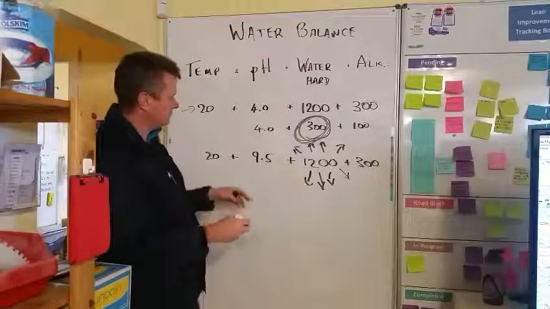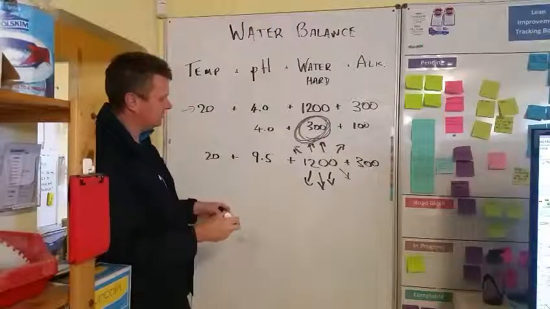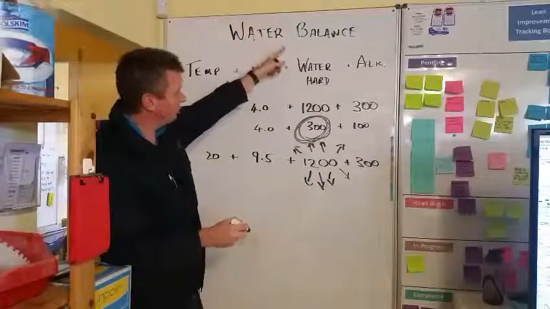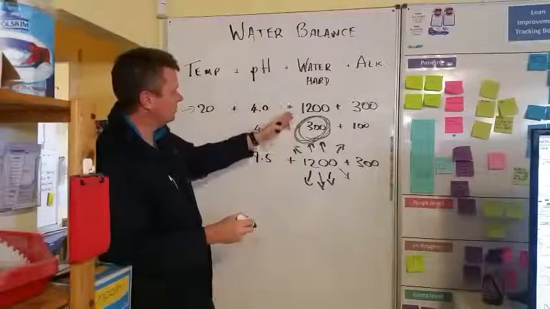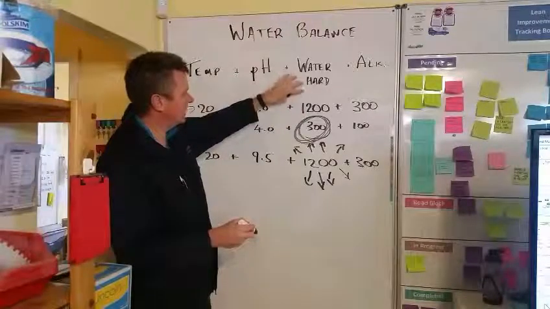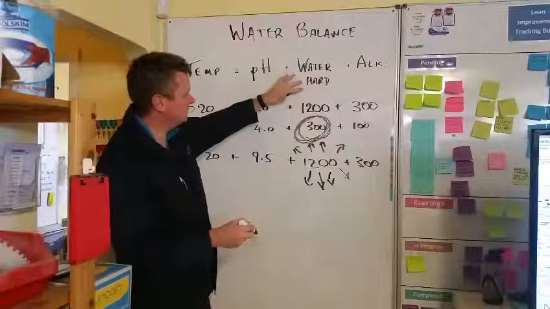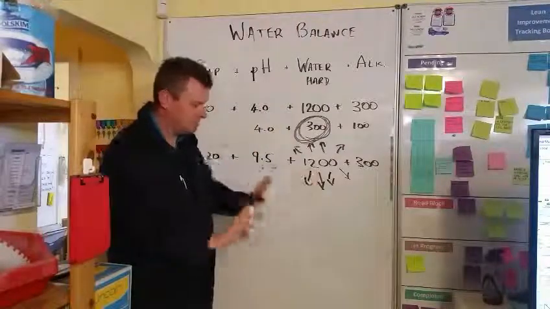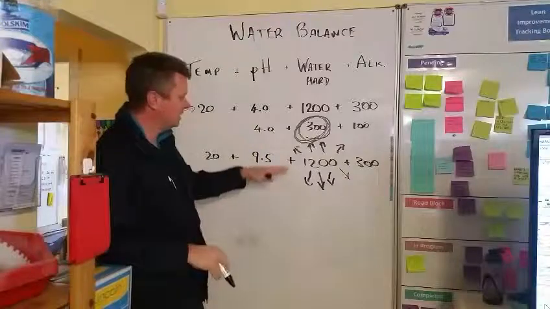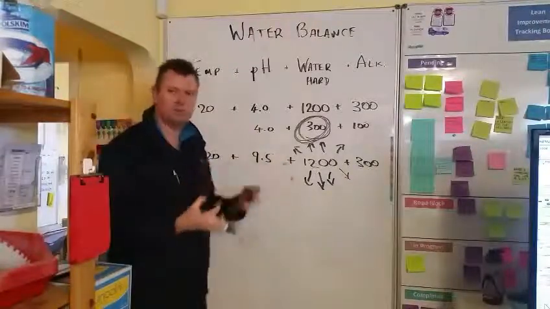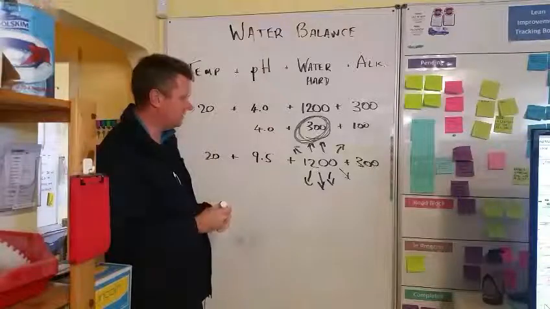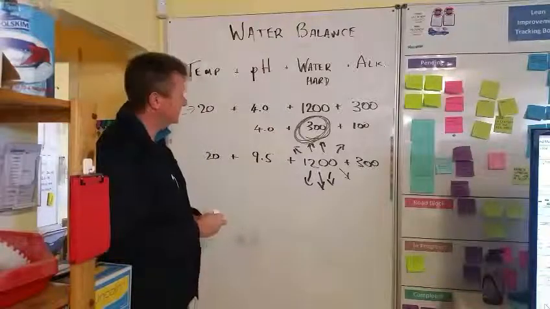So basically that's an idea of what is meant by water balance. It's whether the water is trying to get rid of these minerals. The water hardness is the minerals dissolved in there. It's trying to push them out and get them onto walls to get back into balance, or whether it's looking for them to try and get back into balance. Water will always try and find that balance.